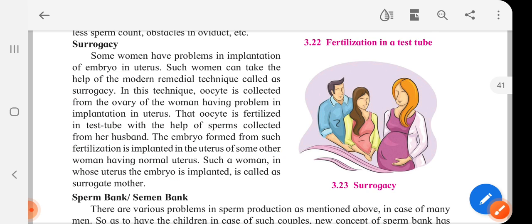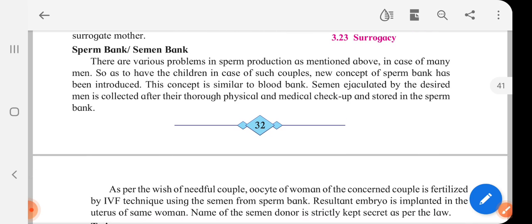Now talking about the next technique, called sperm bank or semen bank. There are various problems in sperm production, as mentioned above, in the case of many men. So to have children in the case of such couples, the new concept of the sperm bank has been introduced. This concept is similar to a blood bank, where we donate our blood. Similarly, in a sperm bank, the sperm is donated by donors.